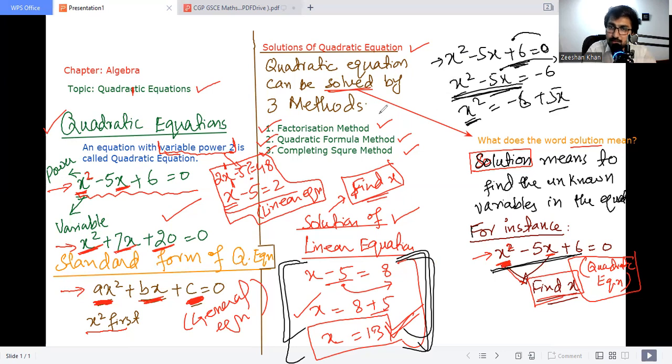So there are separate and different methods to solve a quadratic equation. The first one is the factorization method. The second one is the quadratic formula method. And the third one is the completing the square method. So we will study these one by one.